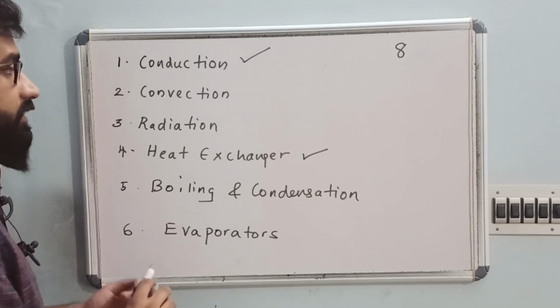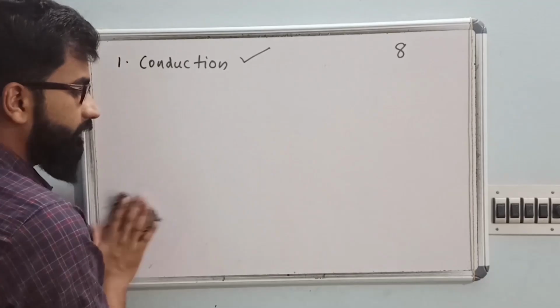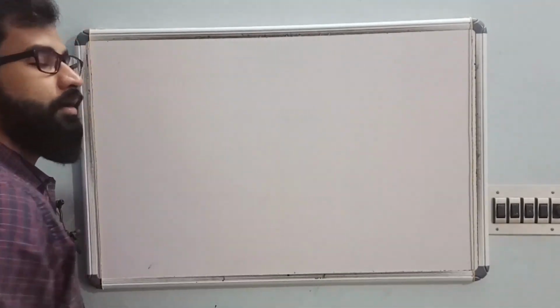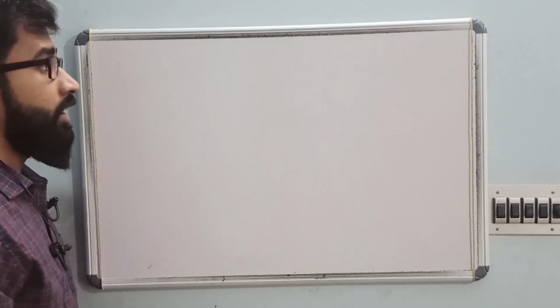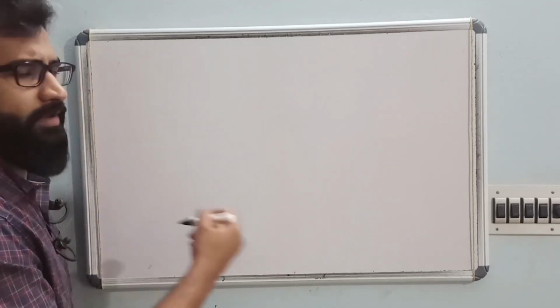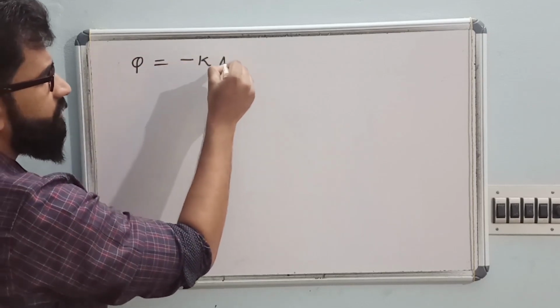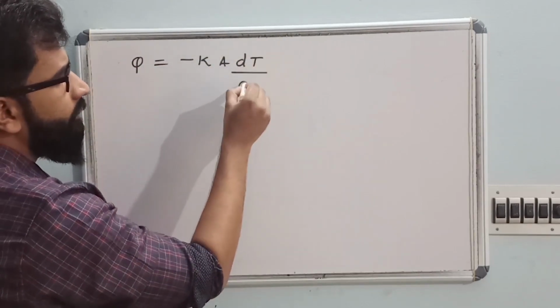Now we'll start with conduction, right? So the first chapter we have is conduction, convection. That is, you will be having questions based on conduction and convection, right? So first of all, in conduction, what is the law we are first studying, right? So the first law is obviously your Fourier's law of heat conduction: minus KA dT by dx.